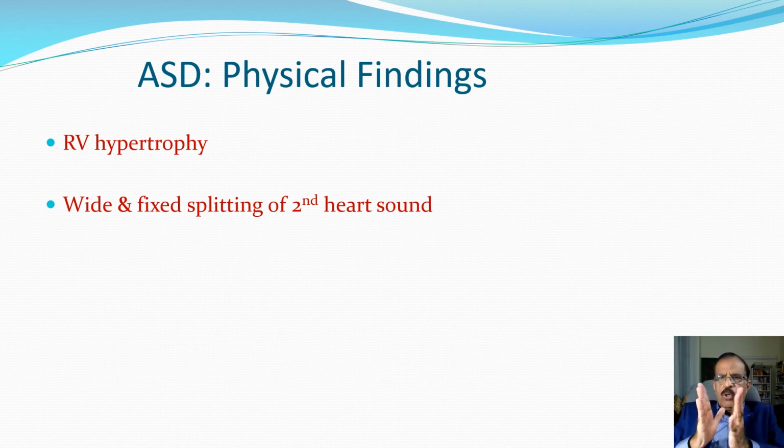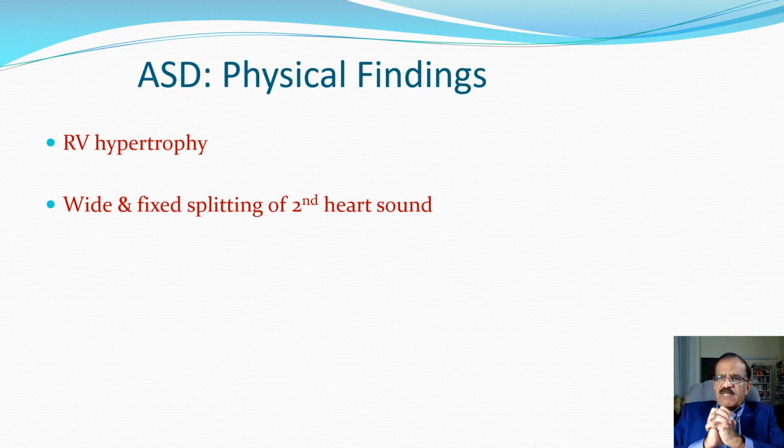Do you know that normally our first and second sounds both have actually two components? In the first sound, it is usually not possible to appreciate two components separately, but the second sound consists of a pulmonary component and an aortic component. It is caused by the closure of the aortic and pulmonary valves. So there is the aortic component first and then the pulmonary component second.